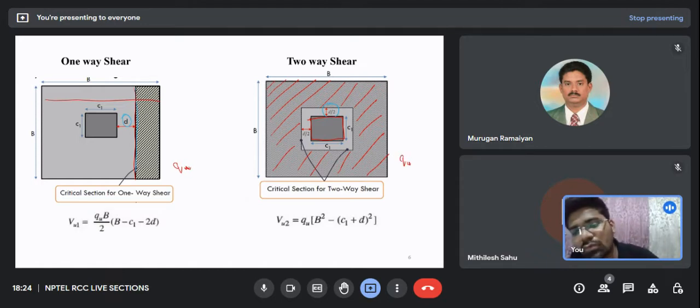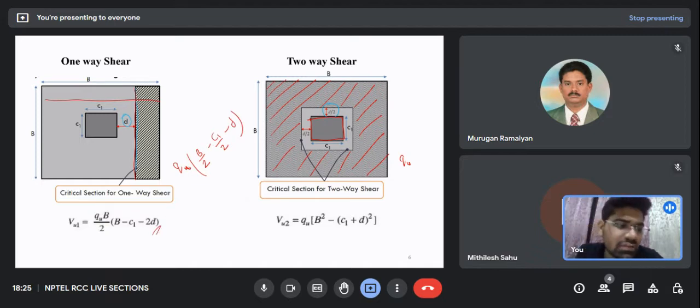So how does this formula come? It simply comes from this area. So B by 2, what would it be? B by 2 minus C1 by 2 minus D. If you solve this, you will be able to get this. And here also, how will you get this formula? Just multiply by the area of the shaded portion, the critical area for two-way shear.